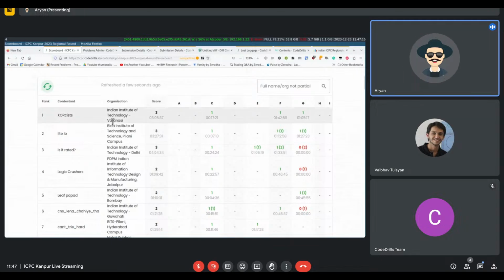Okay, we have got a few more. Josh from IIT Varanasi has solved three problems right now. The most recent AC they have got is on Palindromic Polygon. The top three teams are Josh's from IIT Varanasi and then from BITS Pilani campus. Is it rated from IIT Delhi?